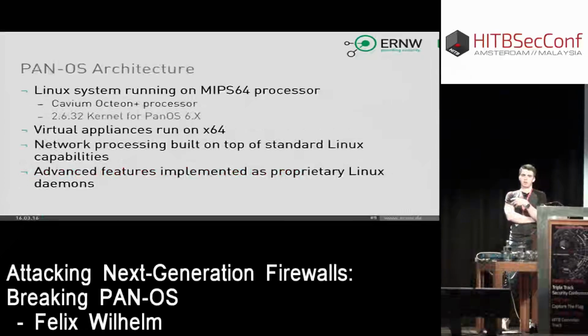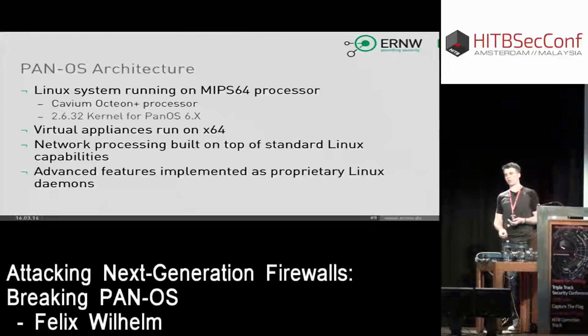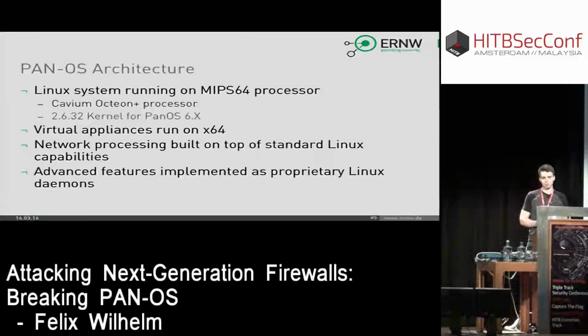When we have a normal bash shell running, then we can start looking into the operating system or into the device itself. And so the basic architecture is quite simple. In this case, it's a Linux system running on a MIPS64 processor. The processor actually is a Cavium Octeon Plus processor, which will become much more interesting when we go into binary exploitation in the GlobalProtect chapter. And the device I looked at actually runs a PanOS 6.x version, which is kind of old. So this one is actually still using a 2.6 kernel version.